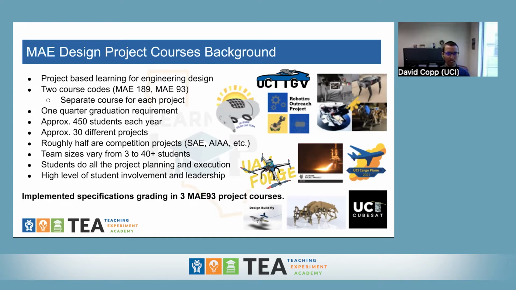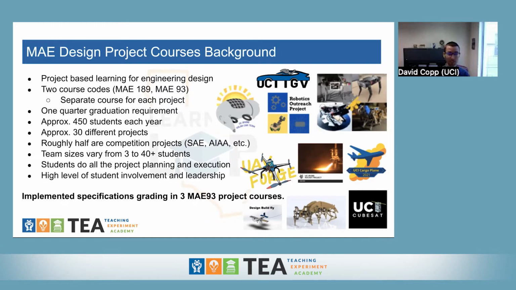And so with that, I've been able to implement specifications grading in 3 courses for 3 of these different projects. And just in general, we have about 450 students each year in all of these project courses. Like I said, they're very diverse projects. We have about 30 different projects. About half of them have competitions, meaning students design and build something to go and compete, whether it's a race car or an airplane or something like that.